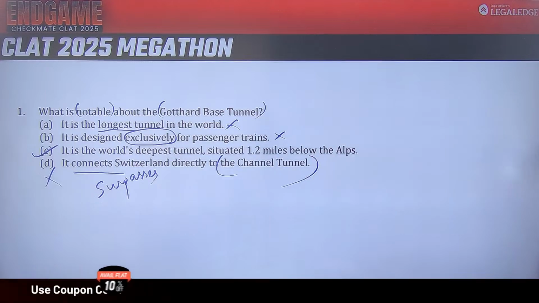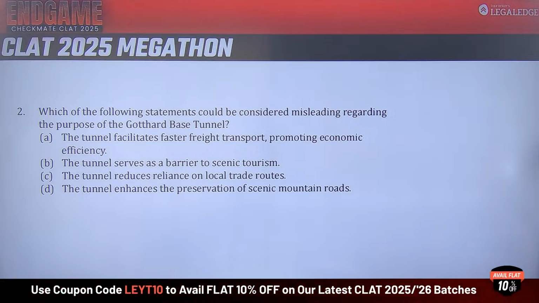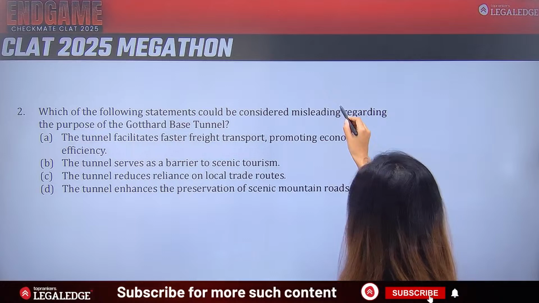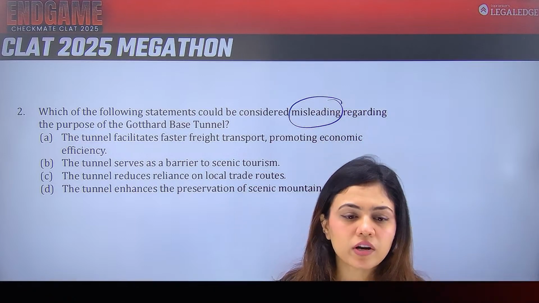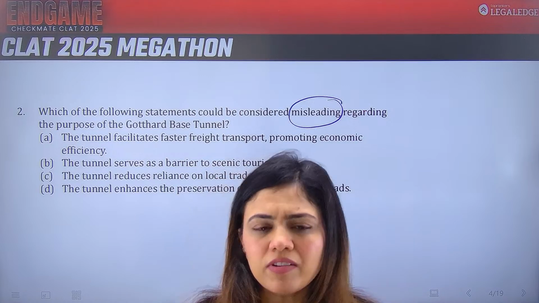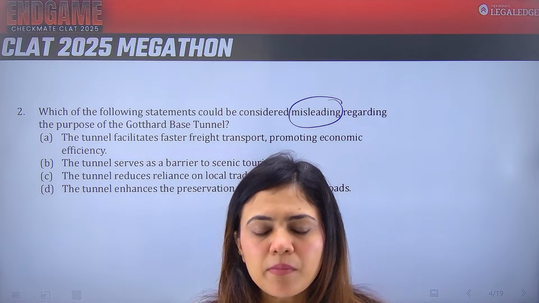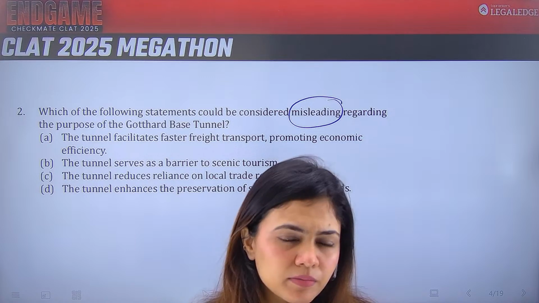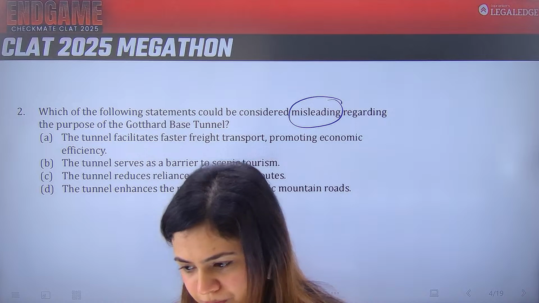Now I'm taking you to question number 2. We have already answered question number 1. Question number 2 here is talking about which of the following statements could be considered misleading regarding the purpose of the Gotthard Base Tunnel. पहली बात तो मुझे ये बात बताओ कि when we are constructing Gotthard Base Tunnel, what exactly is in our mind? Is it to smoothen the process of tourism or is it to create more obstacles for tourism?